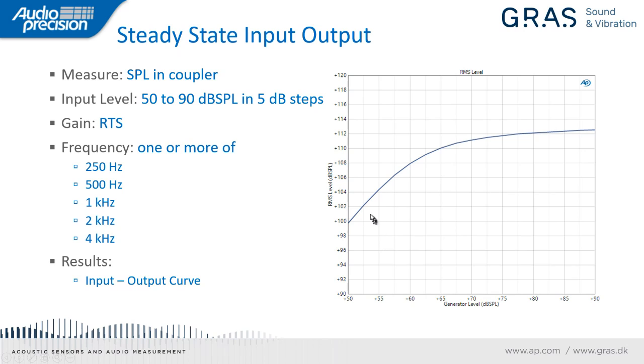You can see in this example, the hearing aid is quite linear from 50 to about 57 dB, and then it starts to roll off. And that's where the automatic gain control is kicking in.